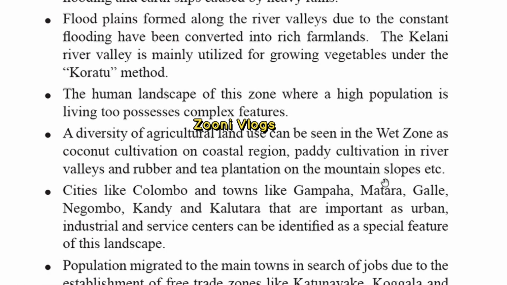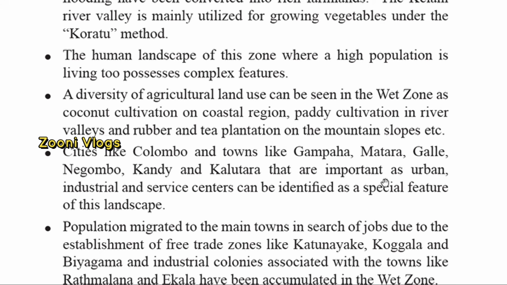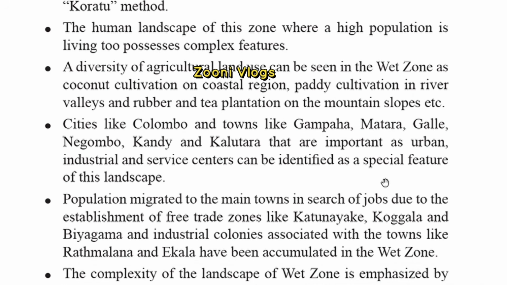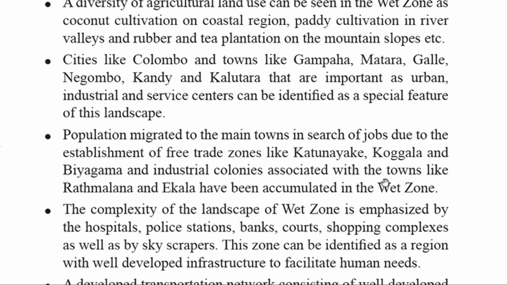And we can see here a high population because of the people's complex features. Not only that, diversity of agricultural land can also be seen in the wet zone: coconut cultivation on the coastal region, paddy cultivation in river valleys, and rubber and tea plantations on the mountain slopes. Now you can see cities like Colombo and towns like Gampaha, Matara, Galle, Negombo, Kandy and Kalutara are the important urban, industrial and service centers in the wet zone.